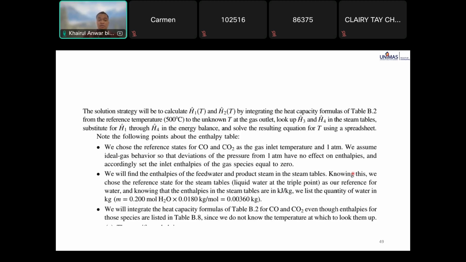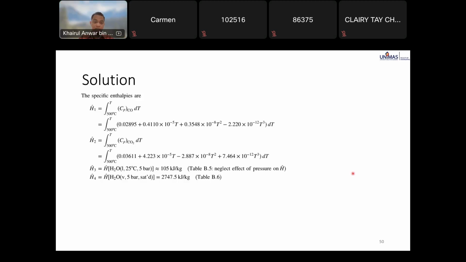So the solution strategy will be to calculate H1 and H2 by integrating the heat capacity formula from table B2, since we don't know the outlet temperature now. So the expression is in T, H1 and H2, because you cannot solve otherwise. You see, 500 to T, 500 to T.